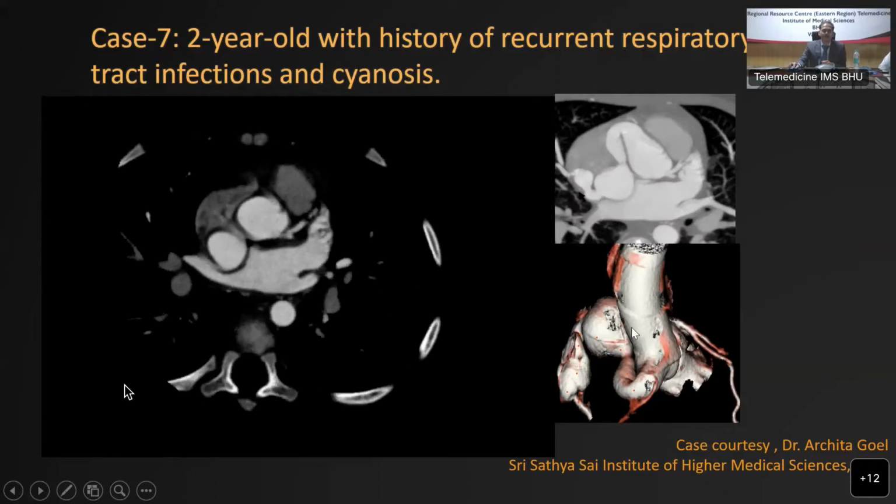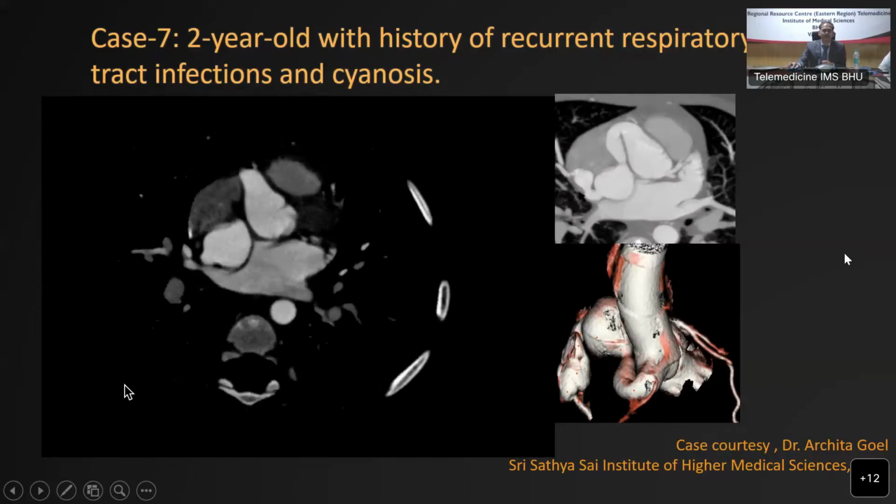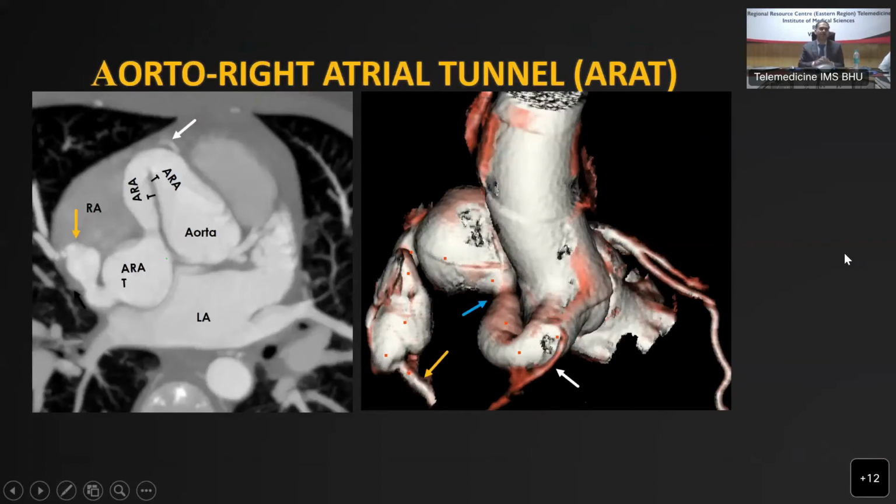Here is a volume rendered image, and this is a case of ARAT, or so-called aorto-right atrial tunnel. You can also have ALAT, A-L-A-T, which is aorto-left atrial tunnel, but I have not seen that ever. I've only seen ARAT.